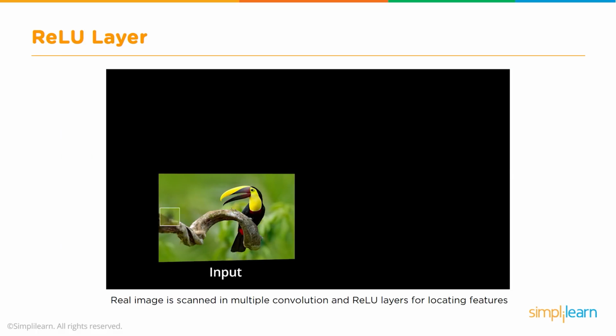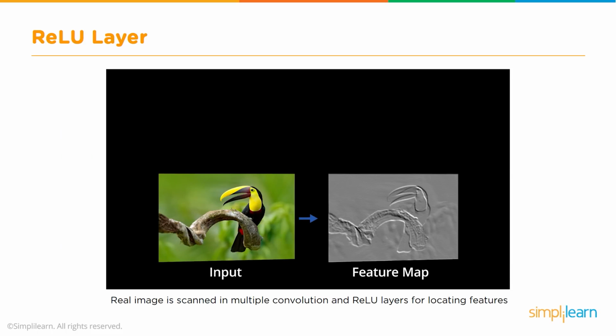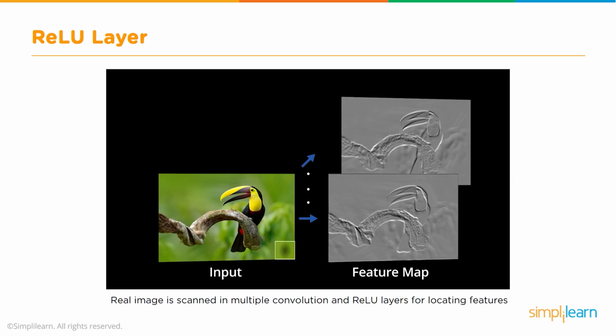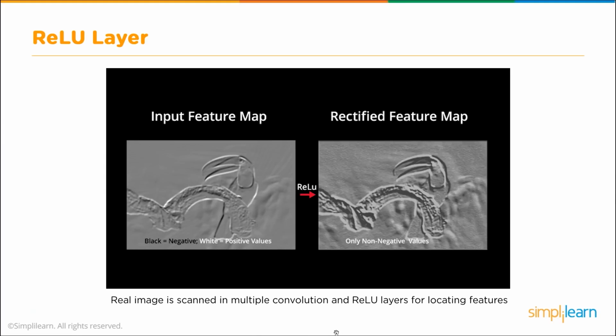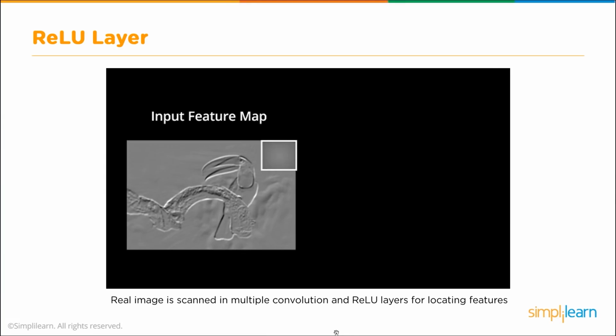So here we have an input of what looks like a toucan bird. Very exotic looking. The real image is scanned in multiple convolution and Relu layers for locating features. And you can see up here, it's turned it into a black and white image. In this case, we're looking in the upper right-hand corner for a feature, and that box scans over. A lot of times it doesn't scan 1 pixel at a time. A lot of times it will skip by 2 or 3 or 4 pixels to speed up the process. That's one of the ways you can compensate if you don't have enough computational resources for large images.